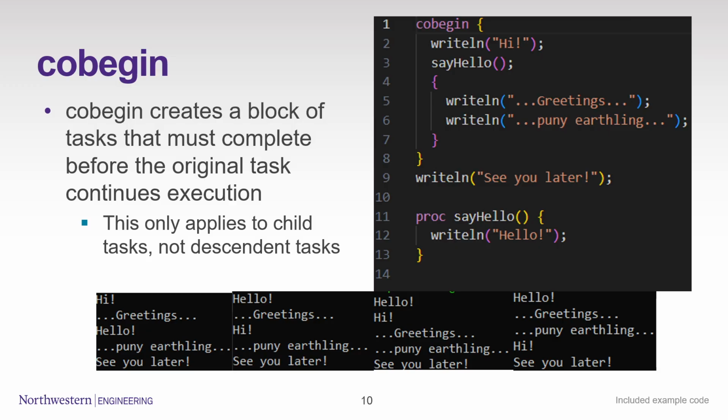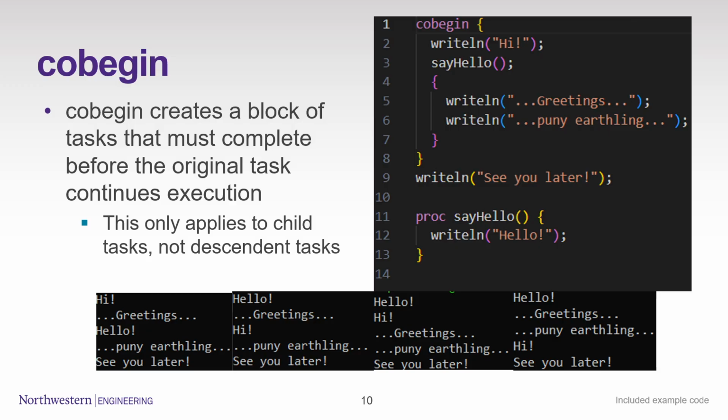For the different outputs shown below, you can see that hi, hello, greetings, and puny earthling are all printed in different orders, so it's not consistent. However, the one consistency is that see you later is always after those 4 lines, because cobegin blocks the code.